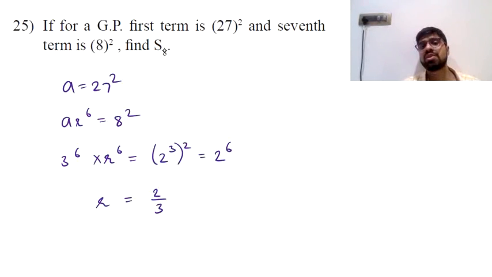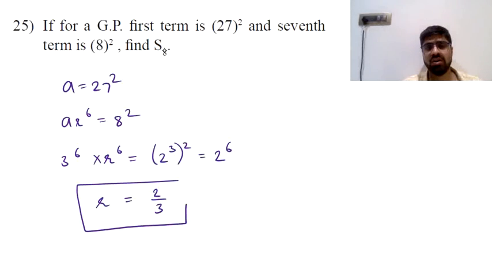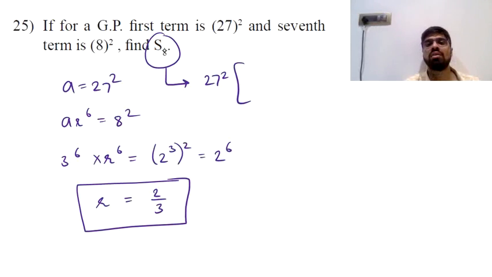Again, I am not considering the possibility of R being negative here. Actually, being very precise, we should have said R is plus minus 2 by 3, but with these questions, we are not considering the possibility of R being negative, and we are just going ahead with R being a positive number. So we are taking R as 2 by 3, and then we try to answer their question, that is find S8. So S8 will be A, which is 27 square, into 1 minus R power n, that is 1 minus 2 by 3 power 8 divided by 1 minus 2 by 3.